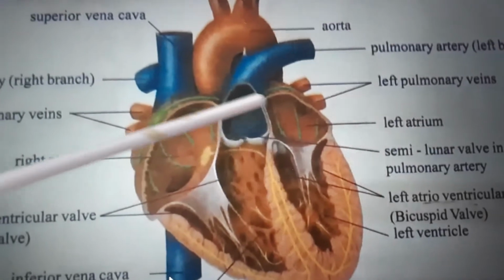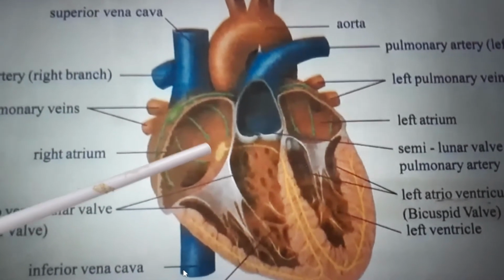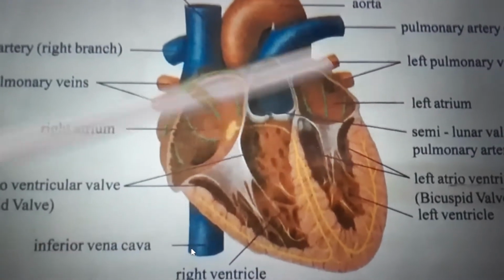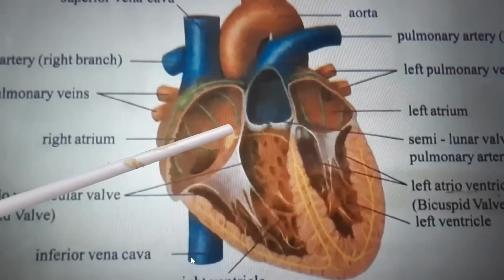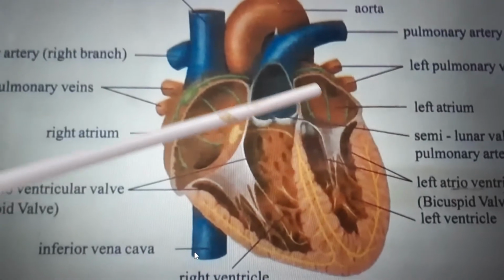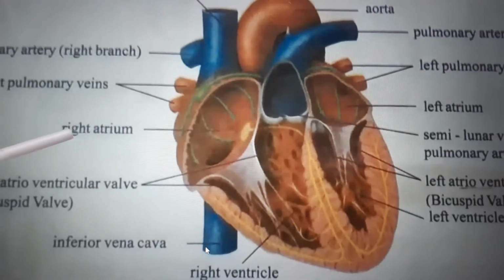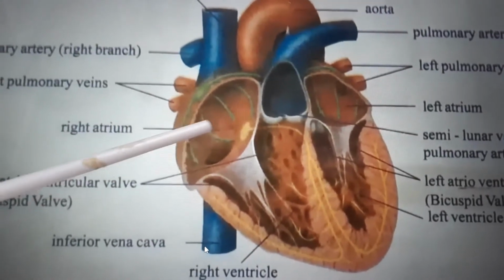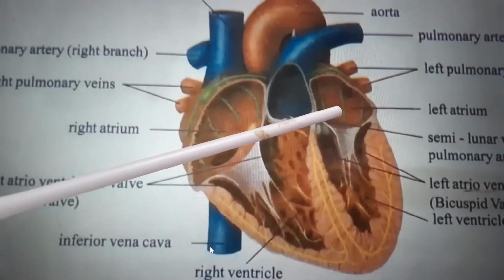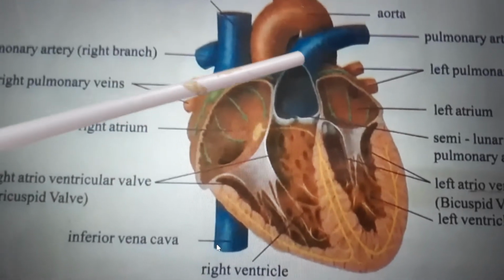The heart is completely partitioned into chambers to avoid the mixing of oxygenated and deoxygenated blood. There are 4 chambers in the human heart. The 2 upper superior chambers are smaller and thin walled. They are called auricles or atria. The right auricle is present on the right side of the heart. The left auricle is present on the left side of the heart. Auricle is also called atria or atrium.